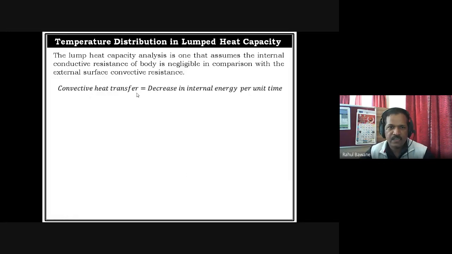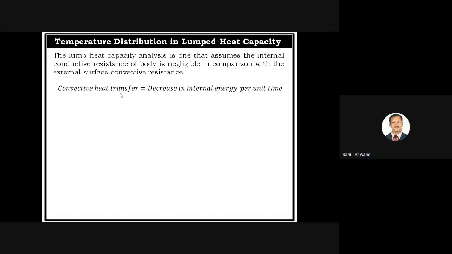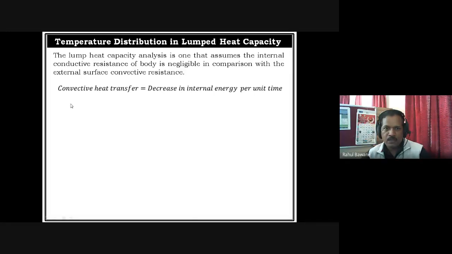So convective heat transfer. Now imagine in such a condition heat is transferring to the surrounding fluid. So convective heat transfer must be equal to the decrease in internal energy per unit time, because whatever that spherical ball is, even though it is small in size, it has some internal energy. If we are heating it to some temperature and then quenching it into a fluid, the convective heat transfer must be equal to the decrease in internal energy of that object.